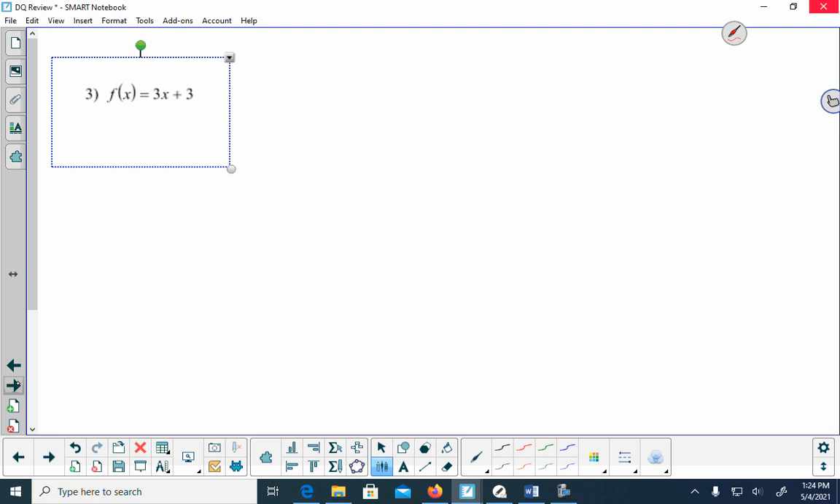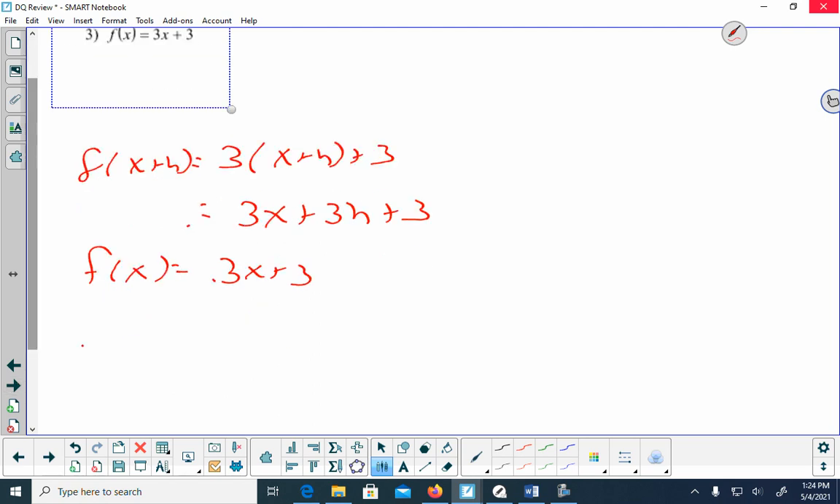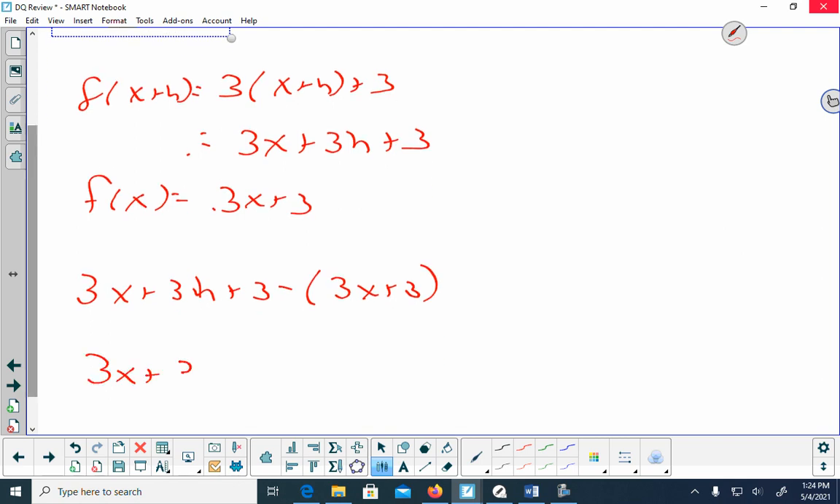The next one, I have 3x plus 3, so f of x plus h is going to be 3 times the quantity of x plus h, plus 3. So this will be 3x plus 3h plus 3. F of x is 3x plus 3. So now I'm going to take f of x plus h minus f of x, putting in parentheses to remind me to distribute that negative sign. And this is all over h.